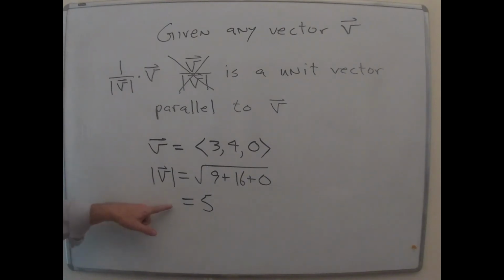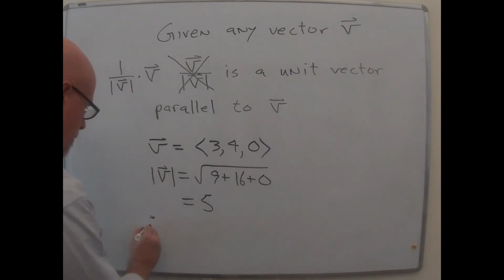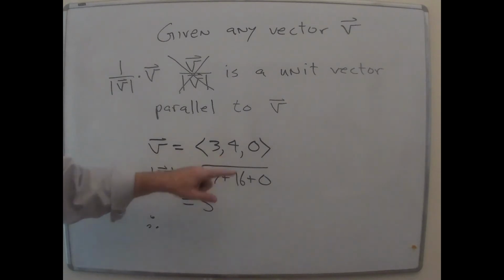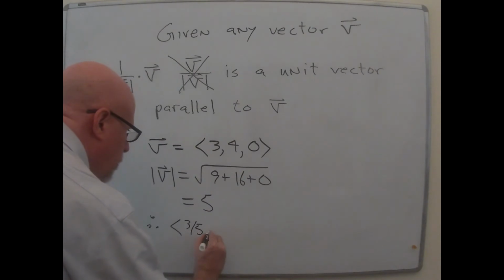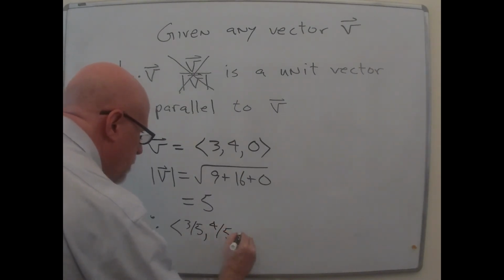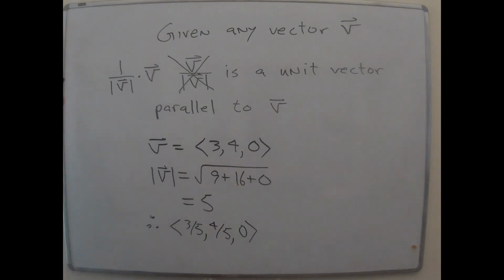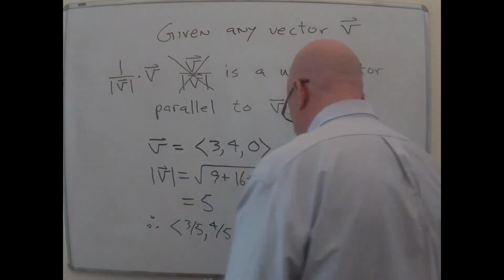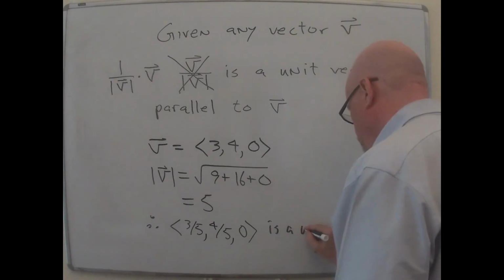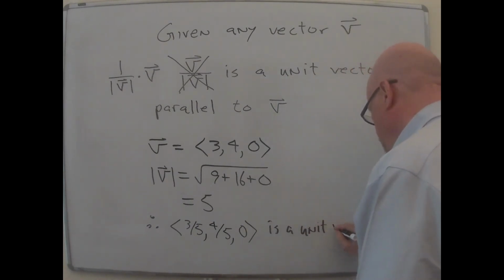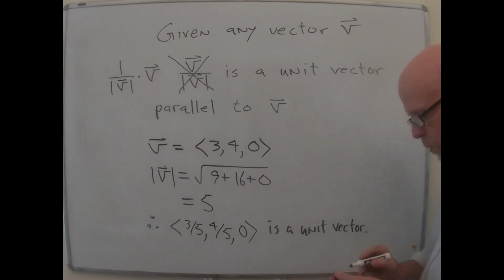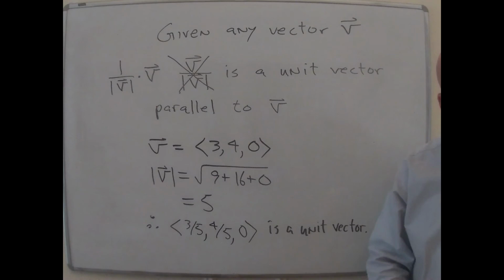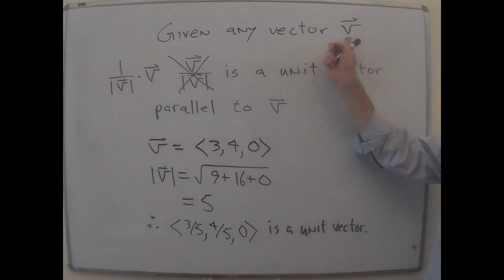Okay, so that means if I just divide every entry by 5, I get a unit vector. So it would be 3/5, 4/5, and, well, 0/5. I think I'll just write 0. There, that thing is a unit vector. There's actually tons and tons of unit vectors because any vector at all, we can run this process on it and get a unit vector.